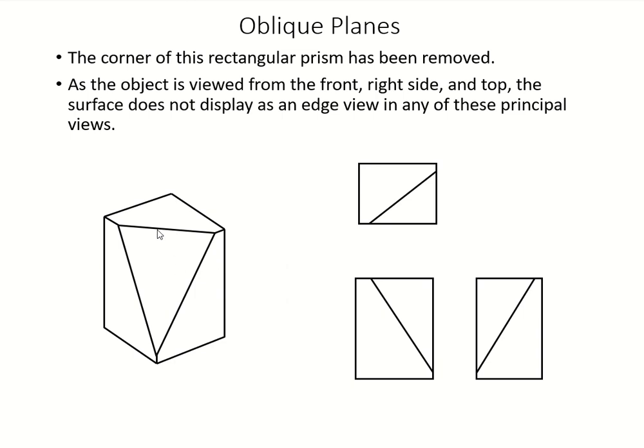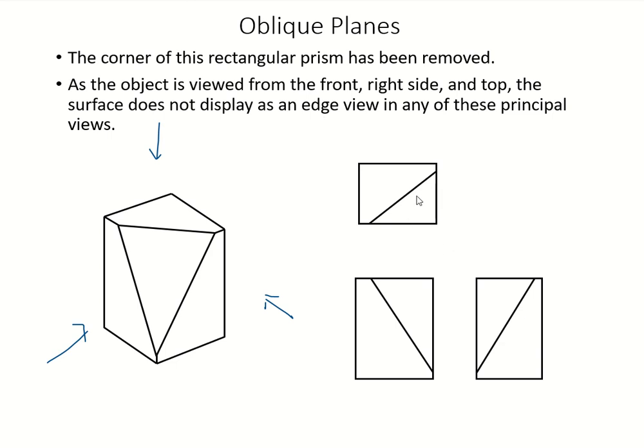So here we'll remove one of the corners of your rectangular prism. So here is your oblique plane, and we're going to view the object, which is 3D, from the front, from the right, and of course from the top. So you have your top, and then your front, and then your right.